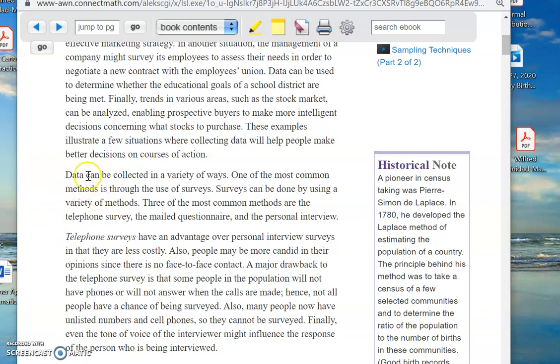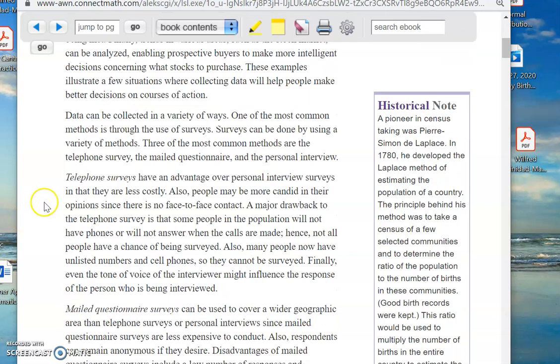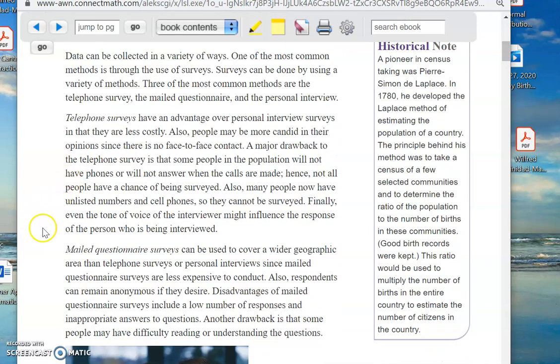So here he talks about how you can collect the data in a variety of ways. You can do it by surveys, okay? Now, again, surveys can be done in a variety of ways. Different ways that you can do a survey. Do it by telephone, you can do it by a mailed questionnaire, and the personal interview. Now, you probably have been exposed to this. Somebody has probably called you on the phone or on the internet, has popped up, and they say, hey, we're doing a survey. Would you answer some questions? Okay. So there's advantages to the telephone.